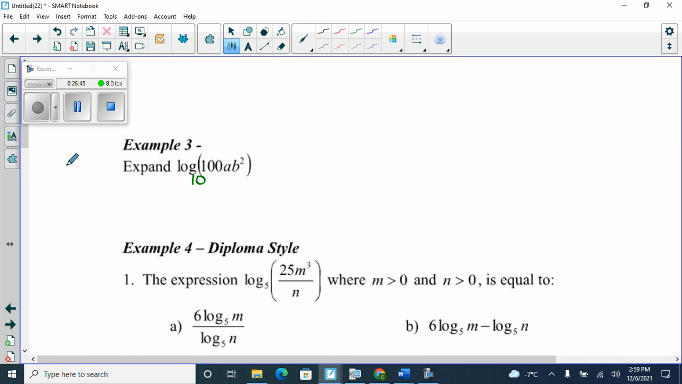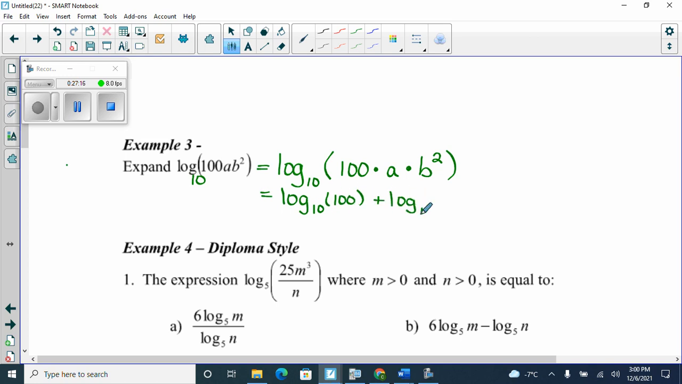Now, this is also what I told you. When I see things multiplied together or divided, I like split it. I'm like, okay, that's 100 times a times b squared. What can I do with those? Yeah, split them into different logs and add them. So I can go log base 10 of 100 plus log base 10 of a plus log base 10 of b squared.